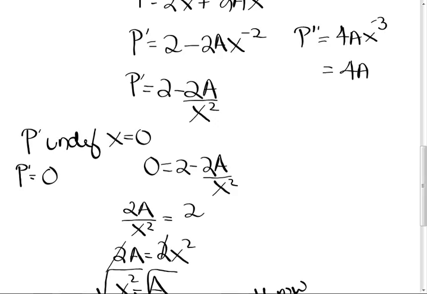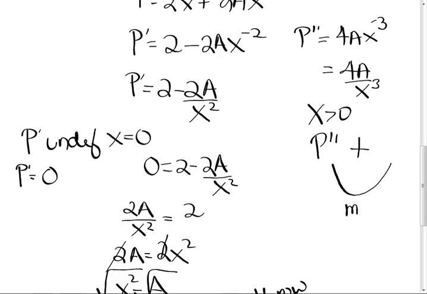So no matter what x is, because x is greater than 0, what's true about p double prime? It's positive, which means my function looks like this, and that's going to be a minimum. Does it ever change concavity again? So I know it's the absolute minimum. Yeah. Is that a square? Okay, I certainly have the absolute minimum, but do I have a square?